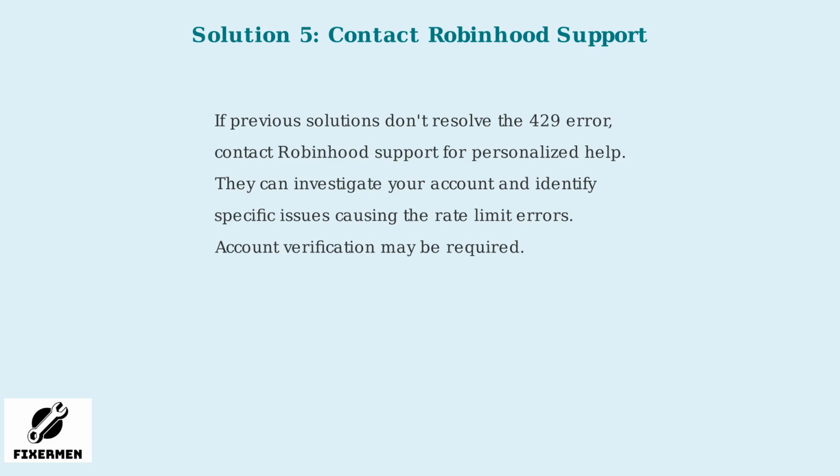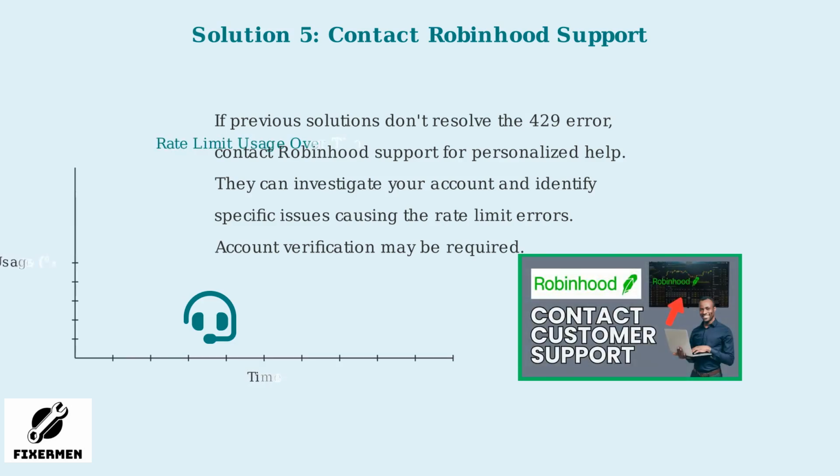If the 429 error persists despite trying the other solutions, it's time to contact Robinhood support. Their team can investigate your specific account and identify any unique issues that might be causing the rate limit errors. Support can provide personalized assistance, and they may require account verification to ensure security. This step is particularly helpful for persistent issues that don't resolve with basic troubleshooting.